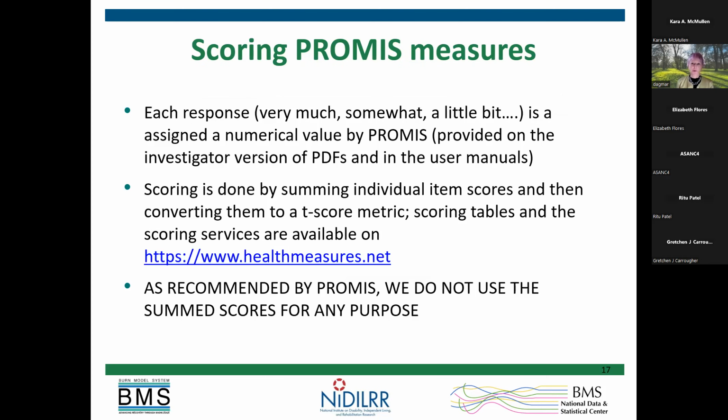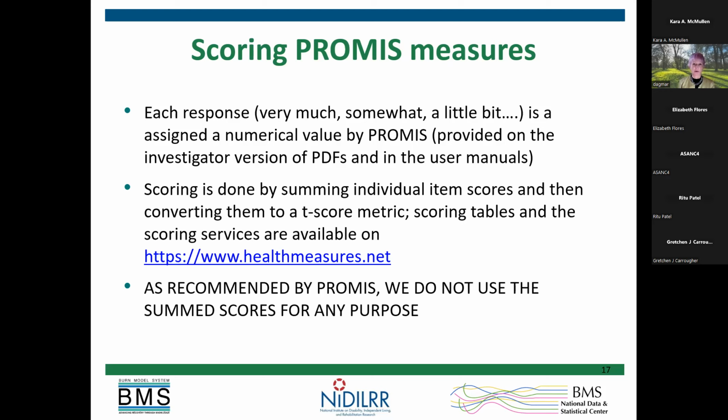The way we score PROMIS measures is the way that they are recommended to be scored by PROMIS. Each response that the person provides, such as very much, somewhat, little bit, has been assigned a numerical value by the developers, in this case PROMIS. For instance, very much is a 5, a little bit is a 3. These numbers are provided by PROMIS on the investigation version of the PDFs and in the user manuals.